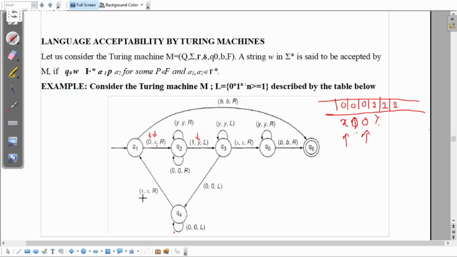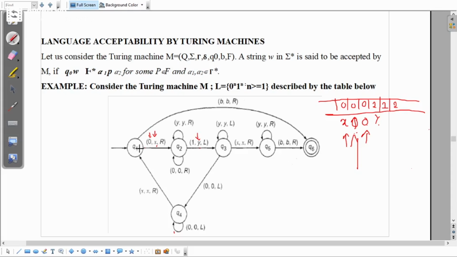You are not doing anything with this X. You just want to go to the next place. So that means again you have got 0. Now again your step continues. You have to find 0. For 0 you have to find the corresponding 1, then again come back.